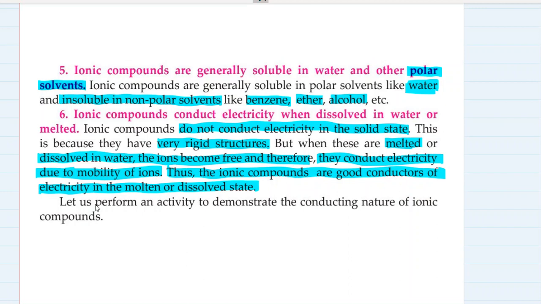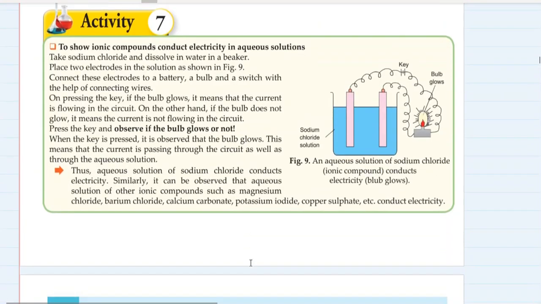Okay, now they are showing one activity over here. In this activity, we have to show that ionic compounds conduct electricity in aqueous solution. So we take sodium chloride and dissolve it in water placed in a beaker. Now we place two electrodes in the solution as shown. Then we connect these electrodes to a battery, a bulb, and a switch with the help of connecting wires. When you press the key, if the bulb glows, it means that current is flowing in the circuit. On the other hand, if the bulb does not glow, that means current is not flowing in the circuit. So we just press the key and observe whether the bulb is glowing or not.